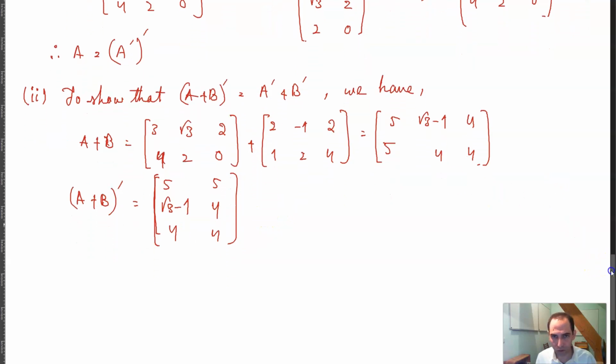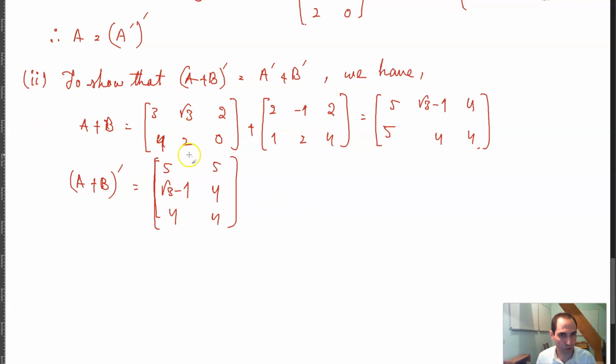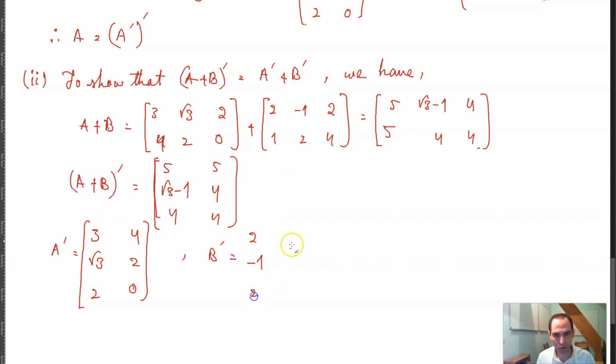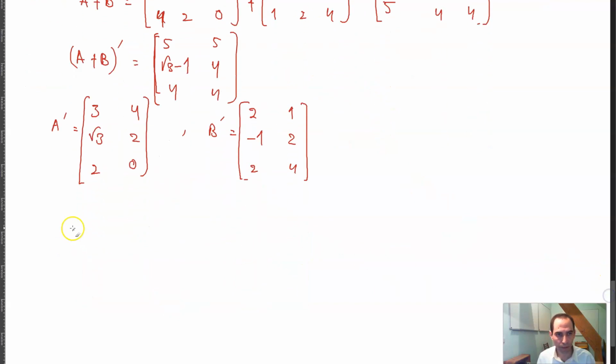Now if I calculate A transpose, this matrix is A. This one is A, this is B. So A transpose is going to be equal to the transpose of this matrix, which is 3, square root of 3, 2 and 4, 2, 0. That is A transpose, and B transpose is the same thing as 2, negative 1, 2 and 1, 2, 4.